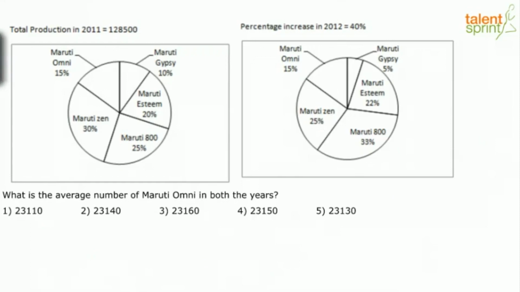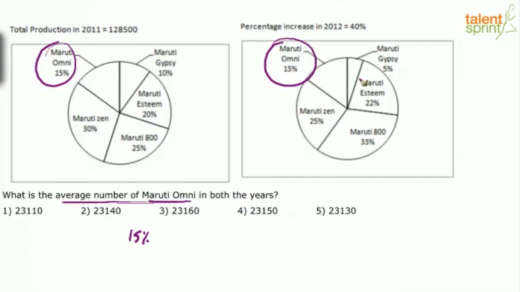Here's the next one. What is the average number of Maruti Omni in both the years? Now this again is a simple average based question. I've told you, questions can be on average. So you have to find out the average of what? The Maruti Omni in 2012 and 11, in both the years. So Omni in 2011 is 15%. How much is it in 2012? We have already discussed this.